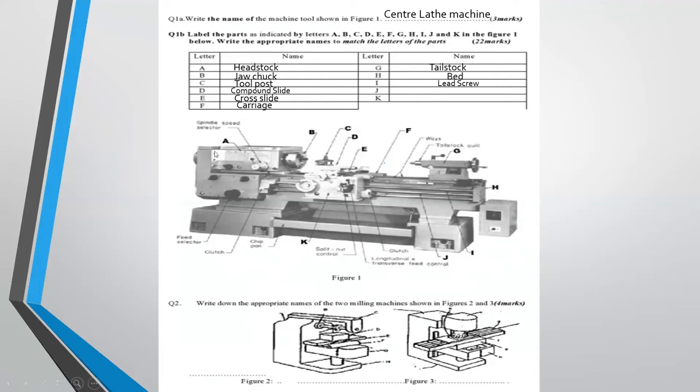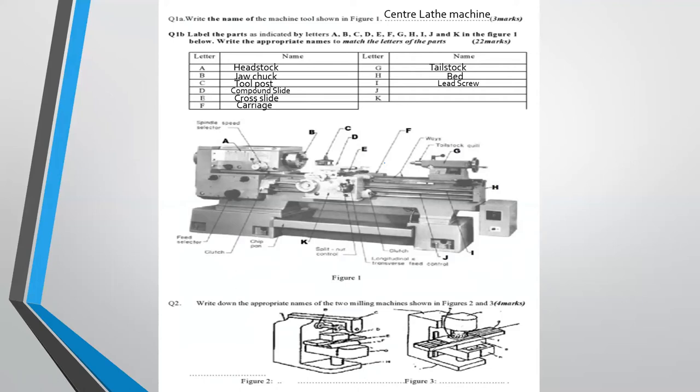A is the what? The headstock. The headstock, what does it do? It houses the driving mechanism of the machine. So if you have been told to give some of these simple functions, that's what you say. A is a headstock. It houses the driving mechanism of the machine. B is a what? It's a jaw chuck. So that's where the workpiece is clamped, or it holds the workpiece.